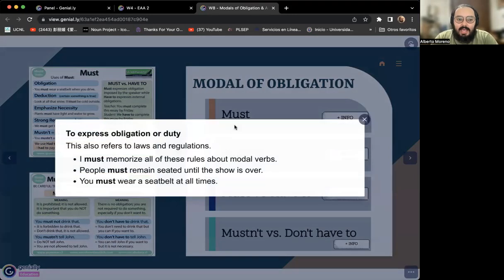First, must. Must is used to express obligation or duty, and this also refers to laws and regulations. For example, I must memorize all of these rules about modal verbs. People must remain seated until the show is over. Or you must wear a seatbelt at all times.